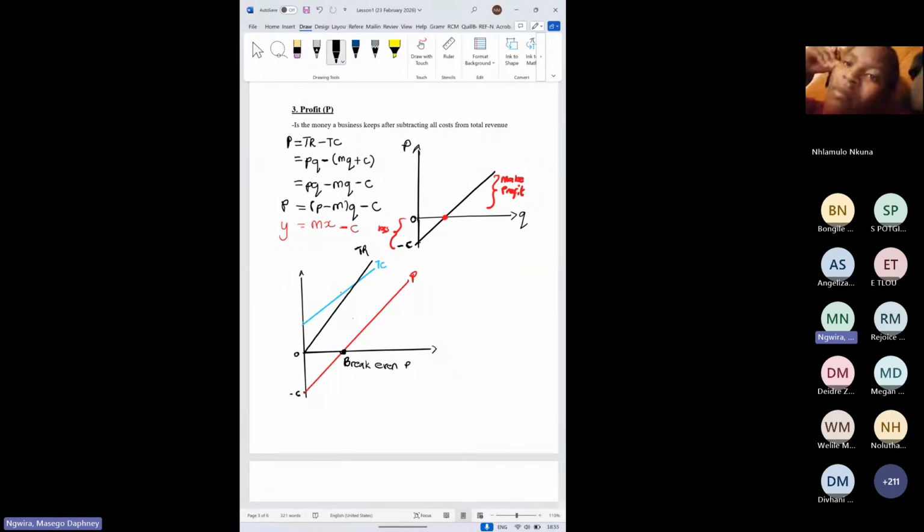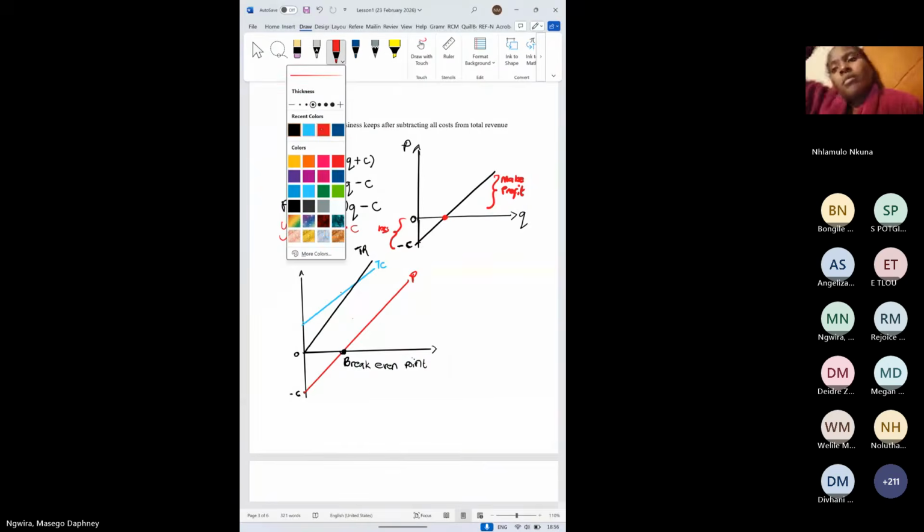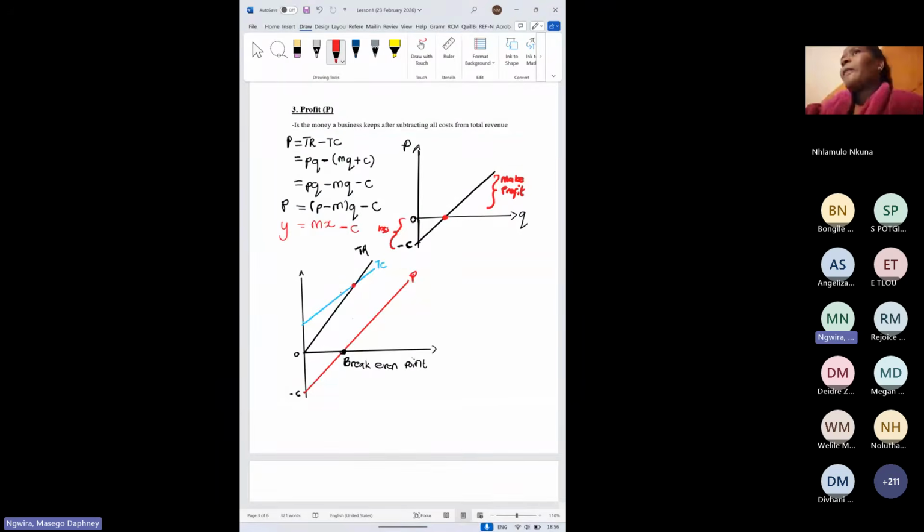So this is the break-even point. And then also for this one. So the break-even point for total revenue and total cost is this point. It is where your total revenue is equal to your total cost. That's the break-even point for these two graphs.